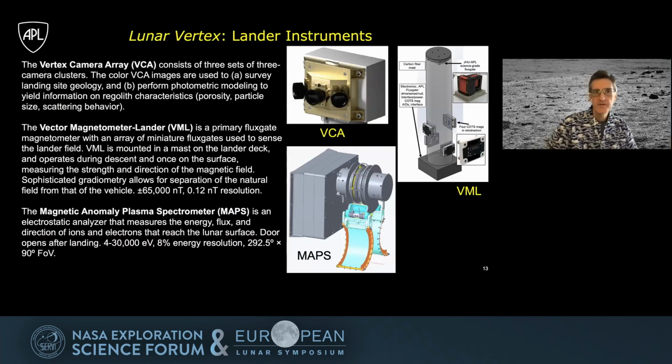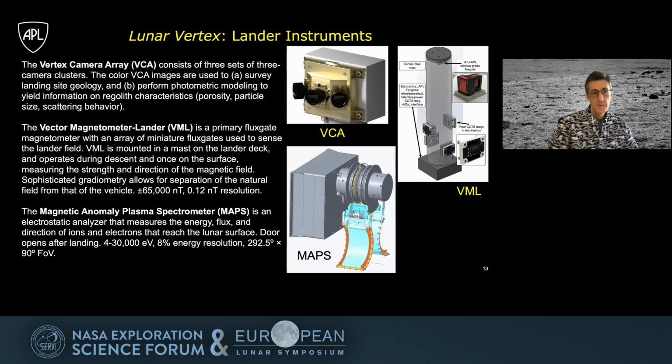In order to accomplish those science goals, we have a set of instruments on the lander. There are three on the lander. The first is an array of fixed cameras that provide a 360-degree panorama view of the landing site to help understand the context and geology.